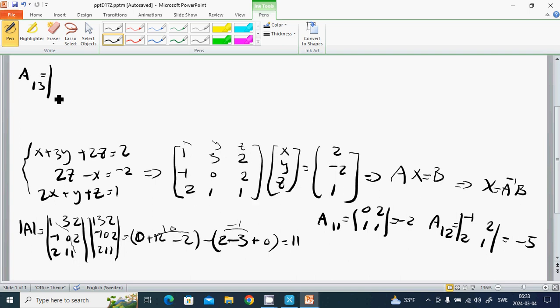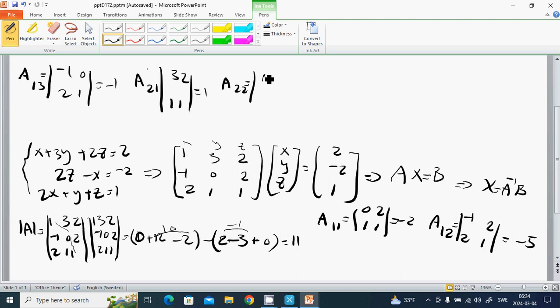A13 is this part: minus 1 times 1 minus 0 times 2 is minus 1. A21 is here: 3, 2, 1, 1, 3 minus 2 is 1. A22: 1 minus 4 is minus 3. A23 equals 1 times 3 minus 2 times 1, that is 1 minus 6, minus 5.